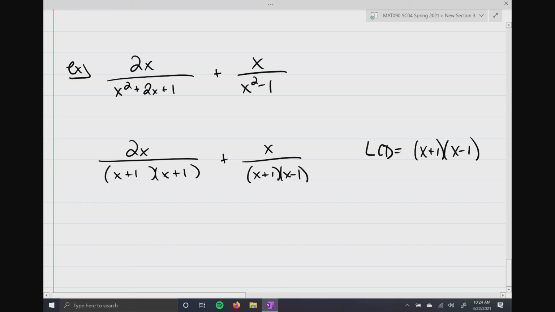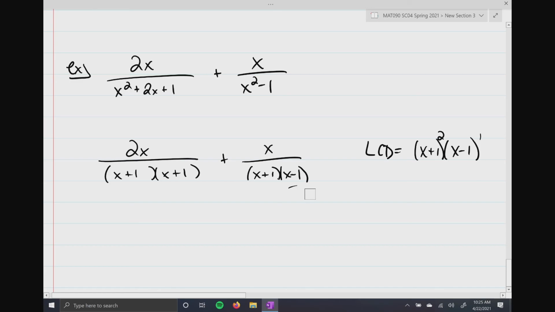In the first fraction, I had 2 x plus 1s, and in the second, I only have 1. So I know my LCD is going to contain 2 of them because that's the most times I see it. Now, the x minus 1, I only see that once, so I know that's just going to be a 1 up there. Does that make sense, everyone?